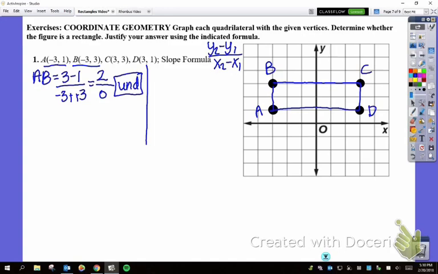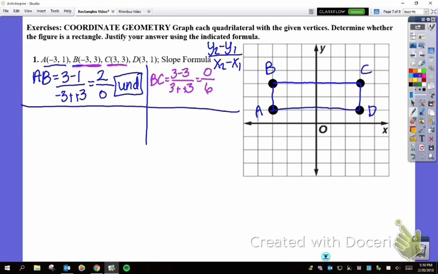Again, we're going to find 4 different slopes. So the next slope we need to find is the slope of BC. I like to go in this order, that way it just keeps everything going in one direction. So we've got 3 minus 3, because those are my y's, and then we've got 3 minus a negative 3. 3 minus 3 is 0, divided by plus a positive 6, and 0 divided by 6 is 0.